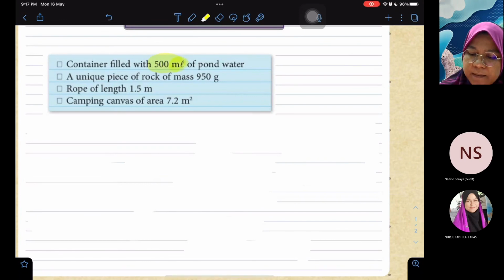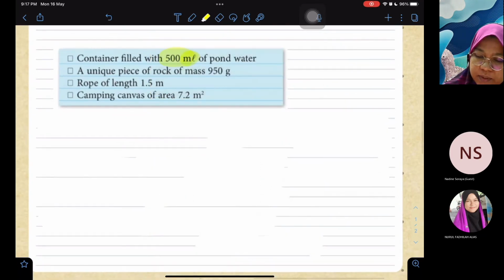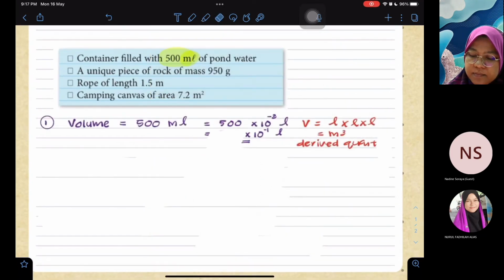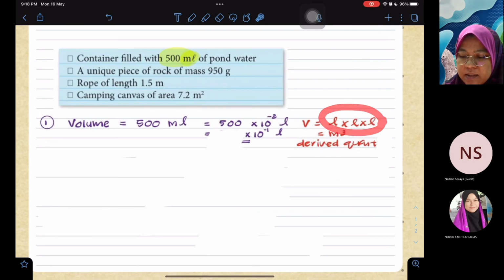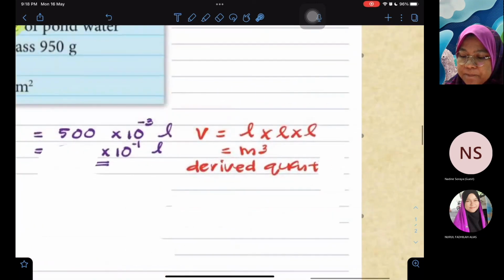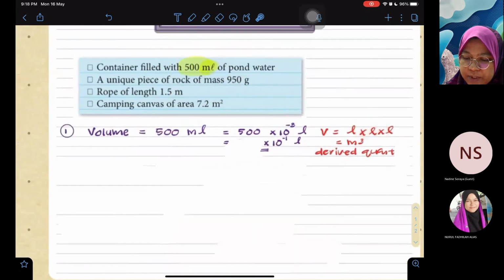Jadi kita nak tahu. So milliliter selalunya we talk about volume. Okay. Now how do you change volume in terms of basic quantity? Tadi kita dah buat lah. So macam ni. Length and length. So volume, is it a base quantity? Soalan boleh tanya dalam objektif kan. So is it a base quantity? No, it's not. Sebab kita ada proses kat situ. So ada operation kat situ. Kita darabkan. Jadi dia adalah derived quantity.